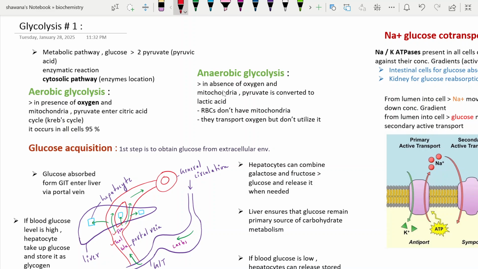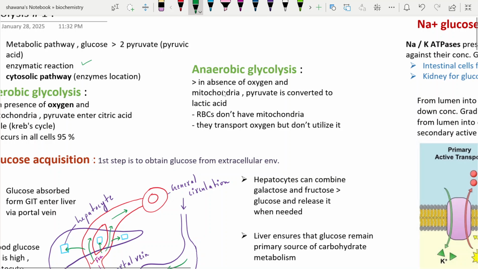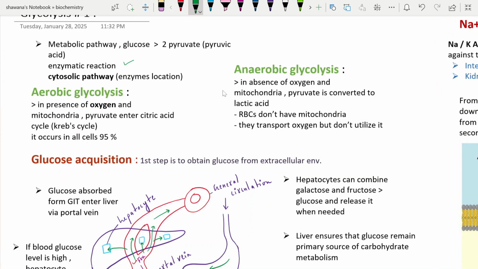First of all, what is glycolysis? It's the metabolic pathway in which glucose undergoes a series of steps to form pyruvate, and in doing this, we obtain ATP. It's an enzymatic reaction because enzymes are always used, and most of the enzymes are present in the cytosol of the cell. So it's a cytosolic pathway according to the enzymatic location.